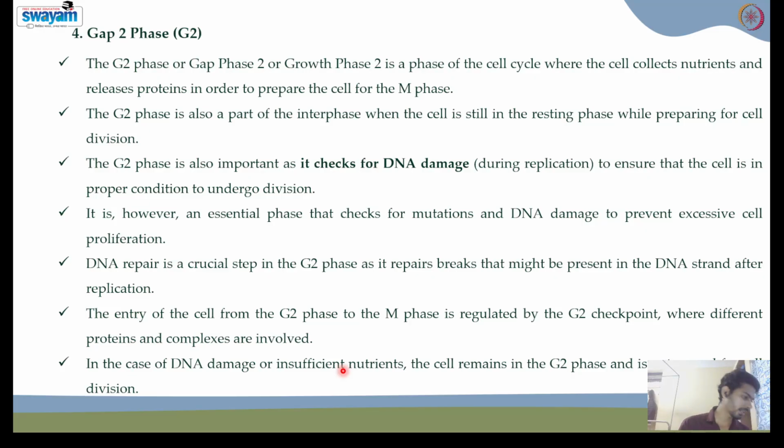So this is the important role of the G2 phase. In G2 phase, the main role is that it checks for any DNA damage and produces or prepares the necessary proteins and complexes that are required for cell division. So this is the fourth stage, which is the G2 phase.